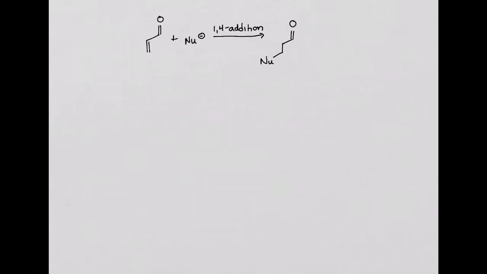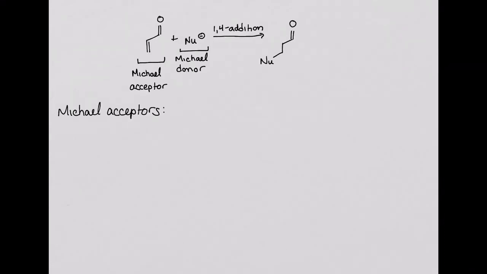In a conjugate addition, the conjugated double bond that acts as the electrophile is called the Michael acceptor because it accepts the electrons from the nucleophile. The nucleophile is called the Michael donor because it donates the electrons to form the new bond. Michael acceptors are typically alpha-beta unsaturated carbonyl compounds or other electron-poor alkenes.